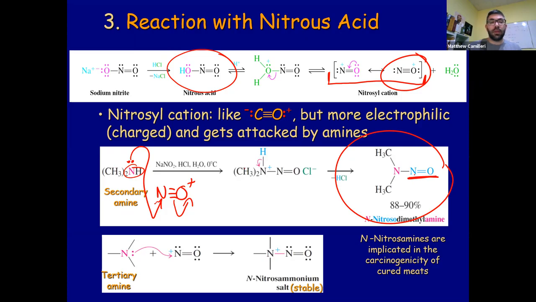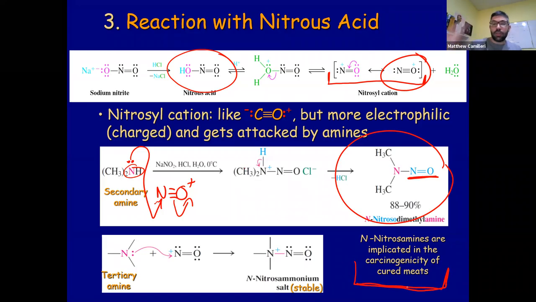It is a substituent on the dimethylamine. This is something that might be interesting and relevant for you: nitrosoamines are implicated in the carcinogenicity of cured meats.